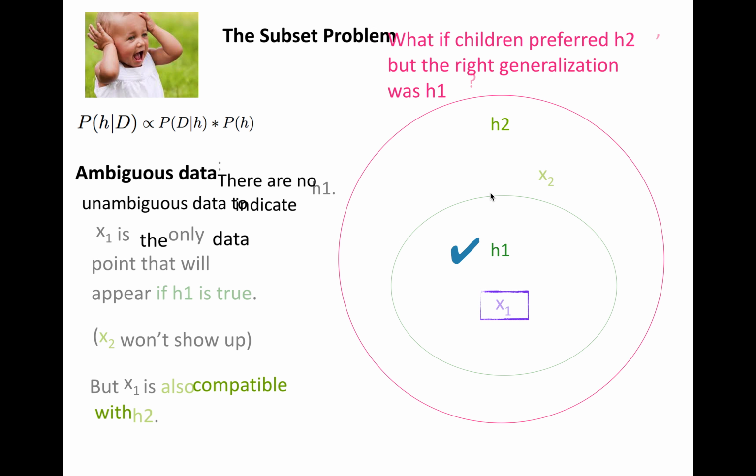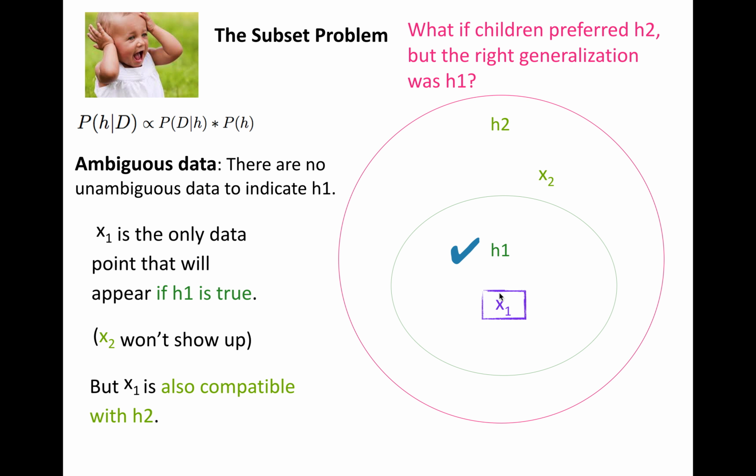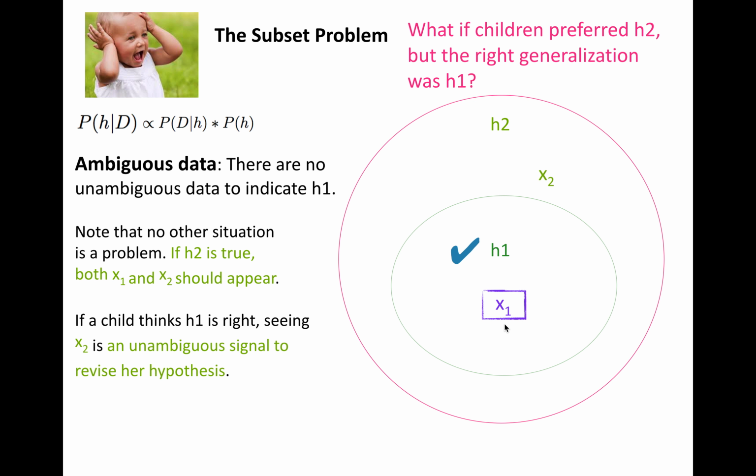Why not? Well, let's consider a specific data point, x1, right here. This is the data that she will actually see. It's the only data point that will appear if that subset hypothesis is actually the correct generalization, right? x2 won't show up because that's compatible with the broader one, which is actually incorrect. You're only ever going to see x1. And the problem, of course, is that x1 is compatible with both H1 and H2. This is not disconfirming evidence for H2. It's not unambiguous for H1. It's compatible with both of them. And so this is the subset problem in a nutshell.